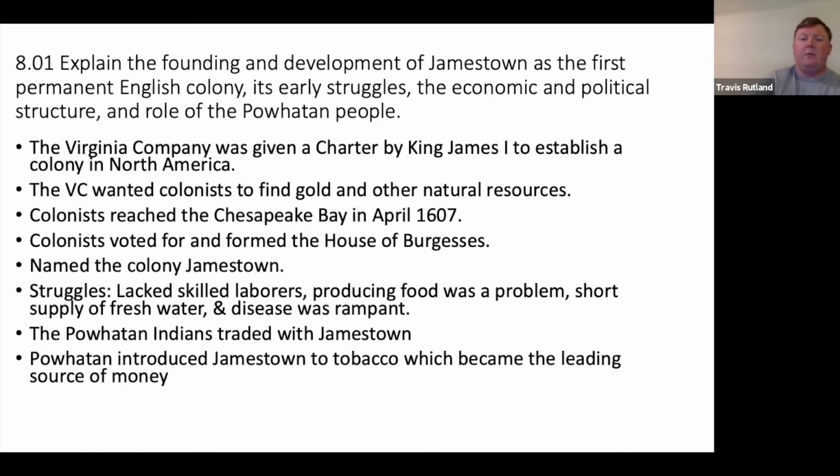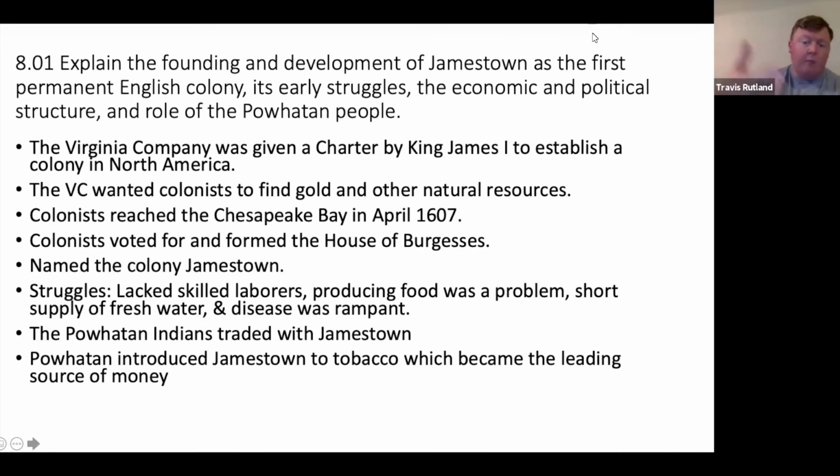Here's our first one, 8.10. Basically, I'm going to read the standard, and then go through and hit some of these highlights and talk about it. 8.10: we're going to explain the founding and development of Jamestown as the first permanent English colony, its early struggles, and the economic and political structure, and the role of the Powhatan people.